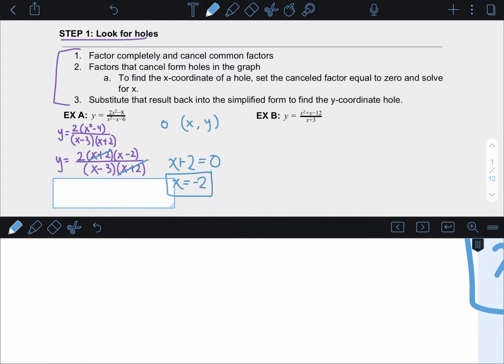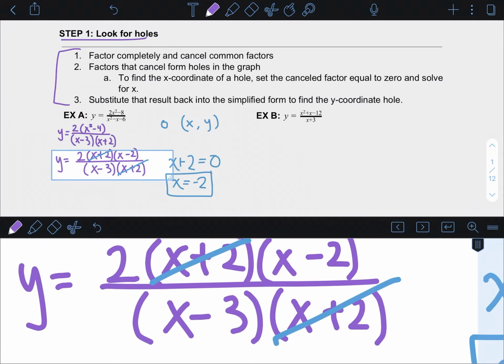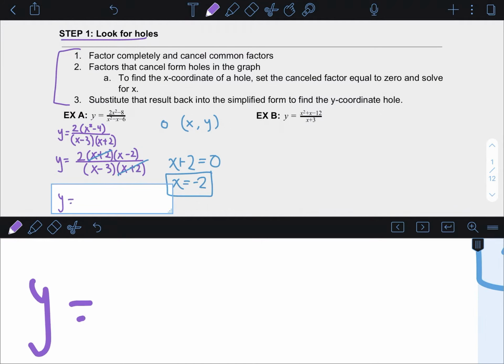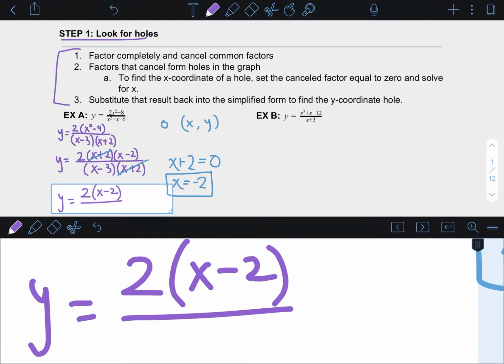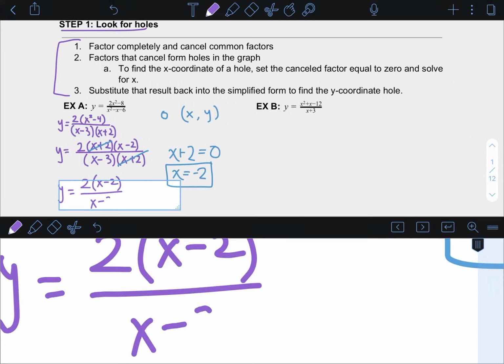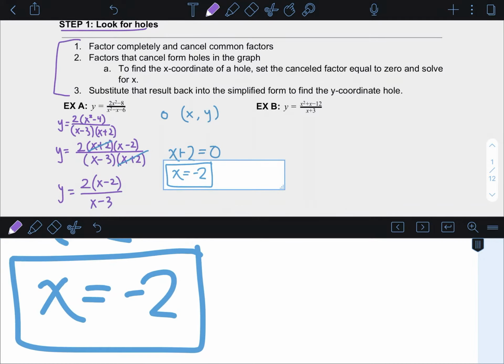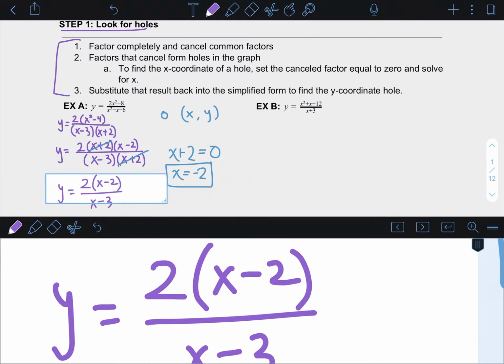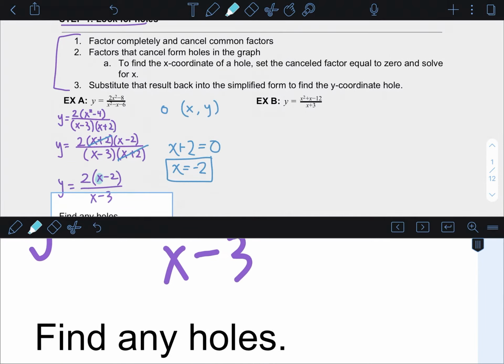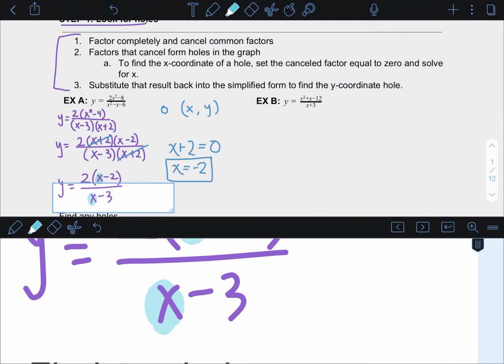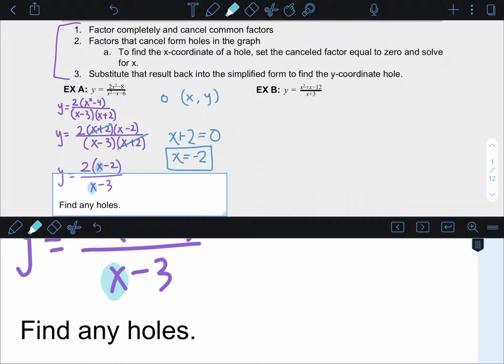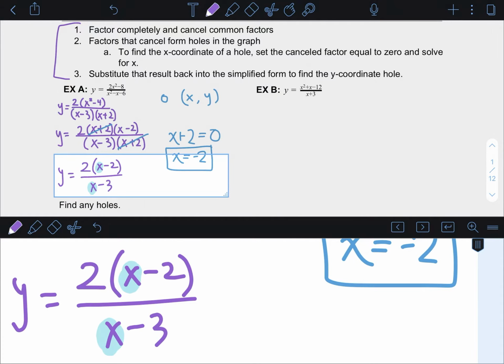And so what we will do is go back to our equation, but now it's a simplified equation. It's 2 times x minus 2 over x minus 3, because that x plus 2 got canceled. And what we will do is take this x value that we've already found, we know that's where the hole takes place, and plug it in to the x's here, and wherever else you may have it if you're working on a different problem, and solve for y.